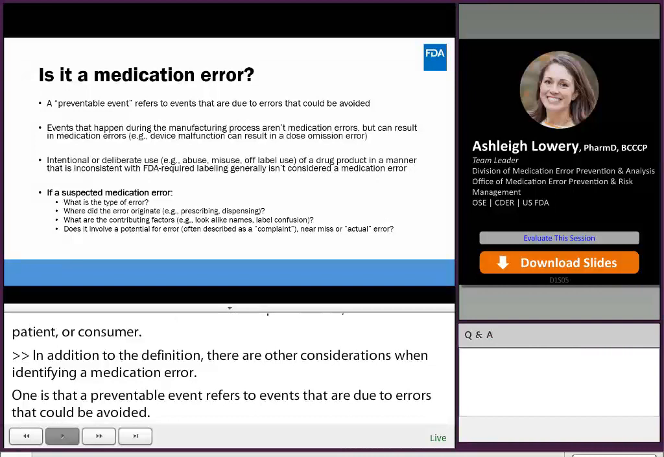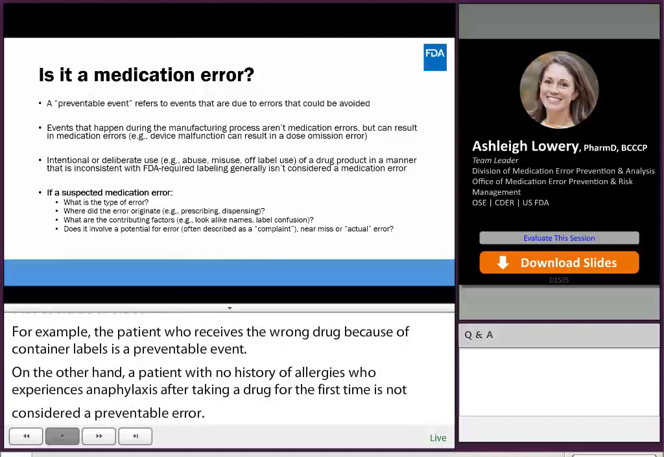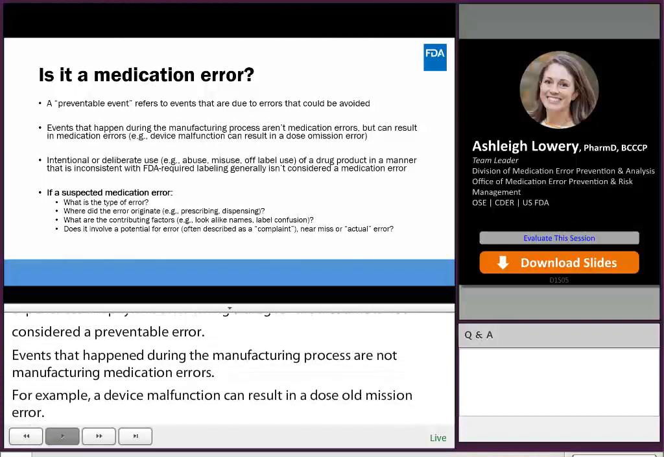On the other hand, a patient with no history of allergies who experiences anaphylaxis after taking a sulfa drug for the first time is not considered a preventable error. Events that happen during the manufacturing process aren't medication errors, but can potentially result in medication errors. For example, a device malfunction can result in a dose omission error. Also within the definition, intentional or deliberate use, such as abuse, misuse, or off-label use of a drug product in a manner inconsistent with the FDA required labeling, generally isn't considered a medication error. Medication error may or may not result in an adverse event.